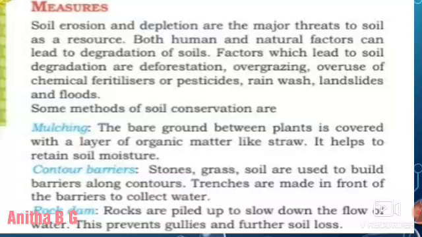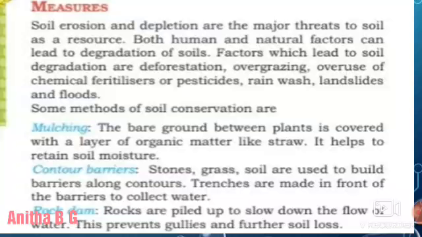Factors which lead to soil degradation are deforestation, overgrazing, overuse of chemical fertilizers or pesticides in agricultural fields, rainwash, landslides and floods. Heavy rainfall, rainwash, also leads to degradation of soil. Then landslides and floods; we have already seen about those.